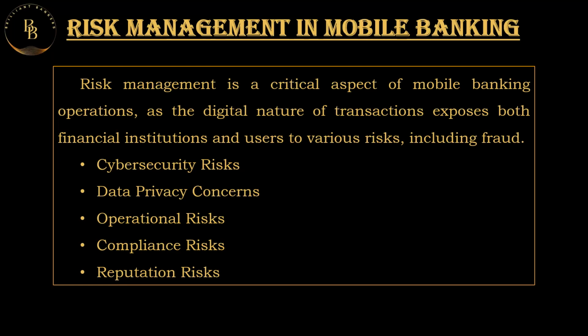The data privacy concerns. The collection and storage of sensitive customer data also pose privacy risks. Banks must comply with the data protection regulations and implement measures to safeguard customer information against unauthorized access also. The operational risk in mobile banking. System failures, network outages, or other technical glitches can disrupt mobile banking services. So, banks need contingency plans and redundant systems to ensure uninterrupted services for the customers.